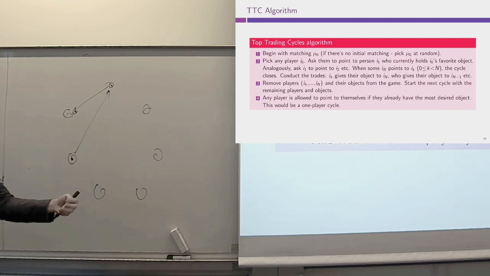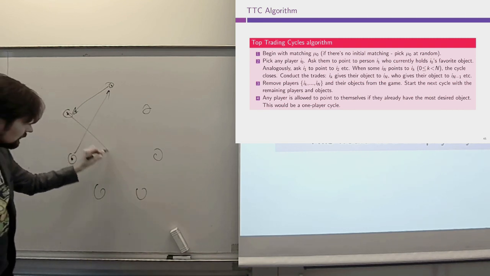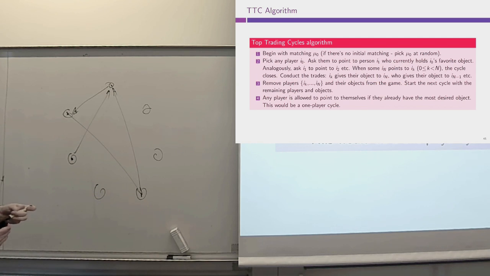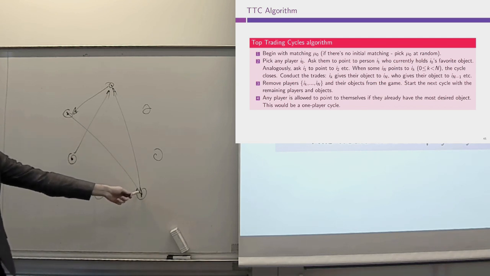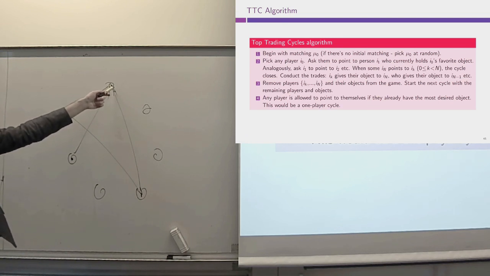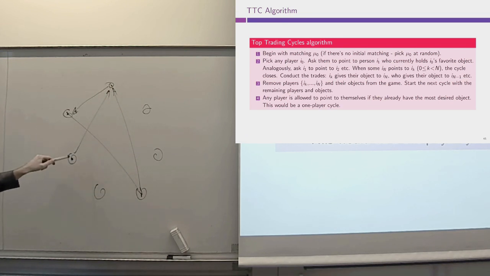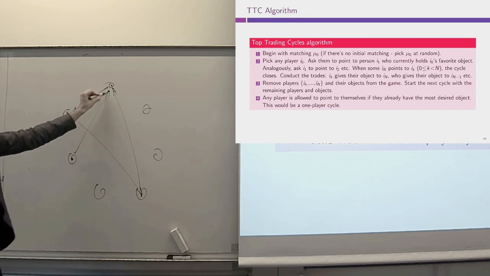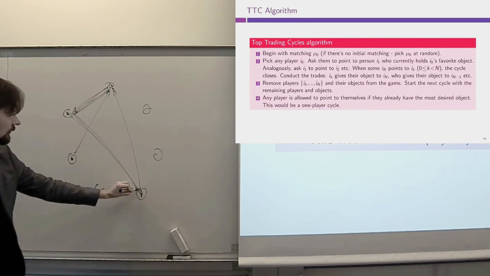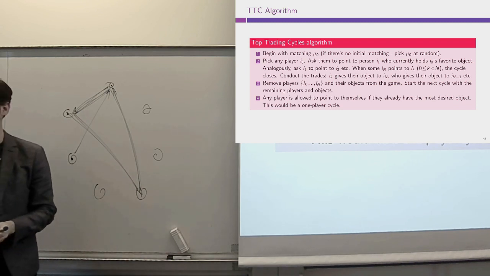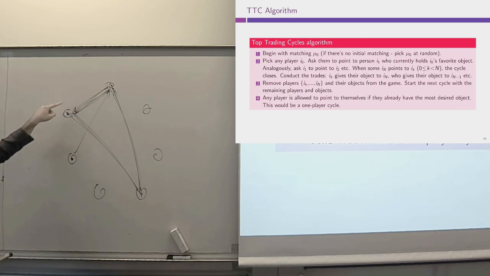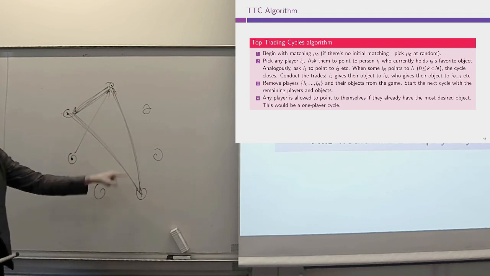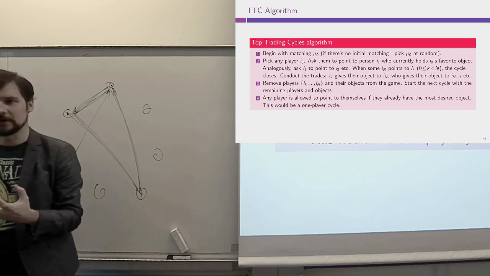And we proceed in this way until we find a loop. So in this case, this person pointed to this item. So it's got the same favorite item as the person we started with. In that case, we have a closed loop of trades, and we trade in this circle, meaning that this person gets this item, this person gets this item, this person gets this item. Now, every one of them has their absolute favorite item, right?